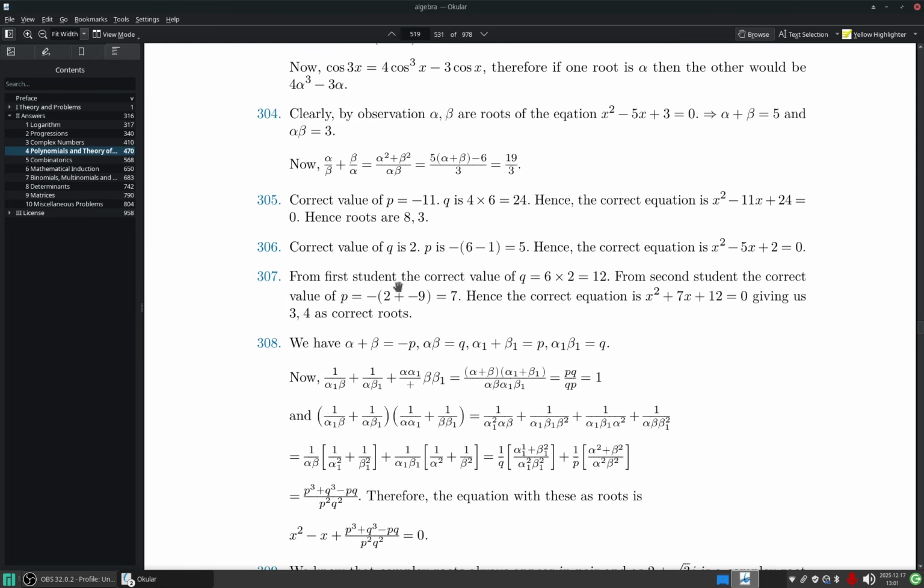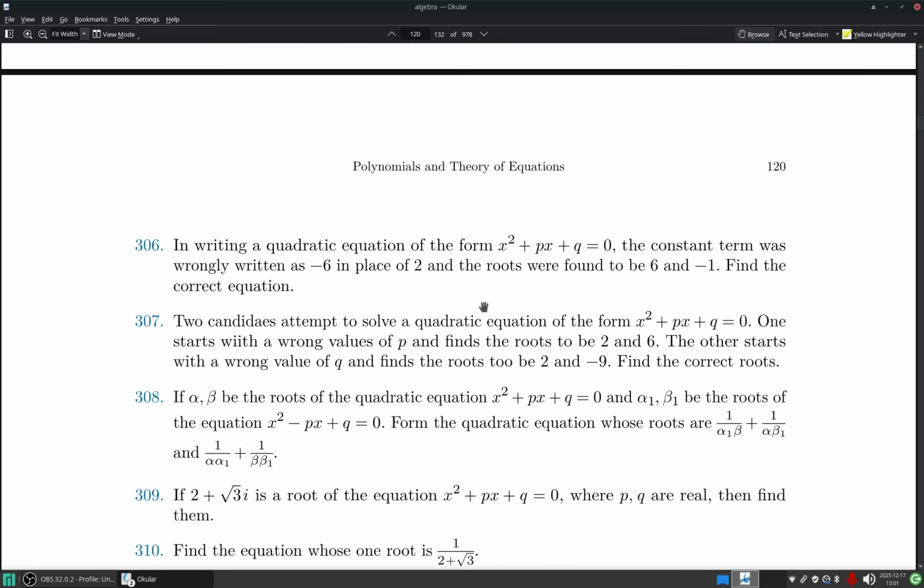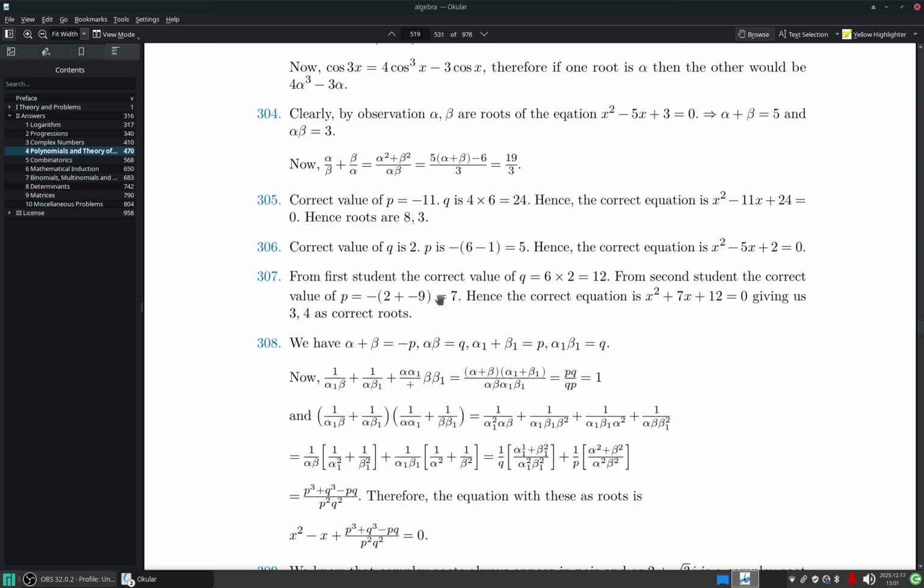So, for the student with the correct value of q, 6 into 2 is equal to 12. So q will be 12. From the second student, the correct value of p: the second roots are 2 and minus 9, so the sum would be minus 7, and p should be 7. So the correct equation is x square plus 7x plus 12 is equal to 0, giving us 3 and 4 as the correct roots.